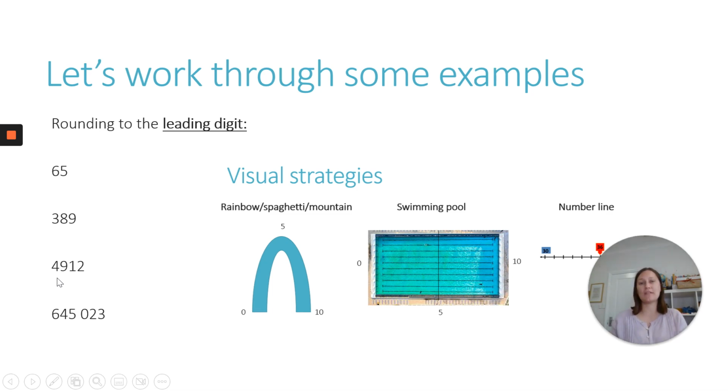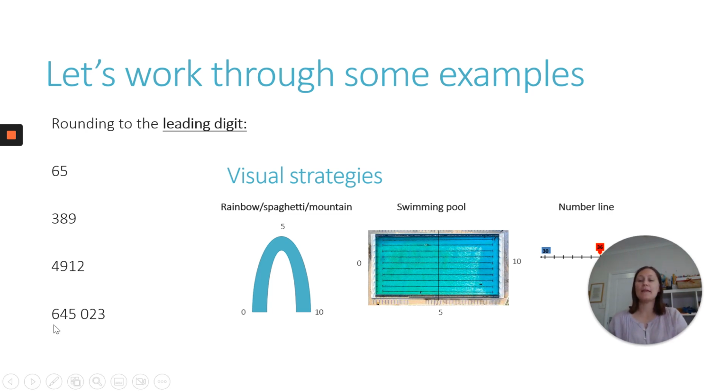This next one, 4,912, we're rounding to the nearest 1,000 because it's a leading digit and the number has 4 digits, so it's in the thousands column. The last 1,000 I went past was 4. If I'm counting in thousands, the next one I'm going to get to is 5,000. I look to the number at the right of the one I'm rounding to. It's a 9. 9 is greater than 5, so I'm rounding up to 5,000.